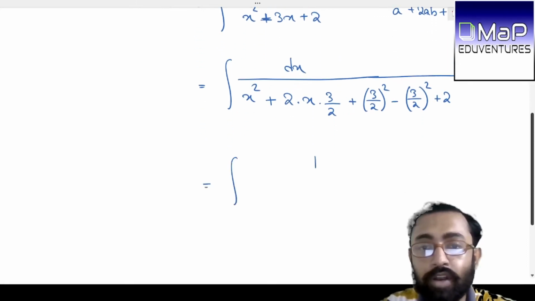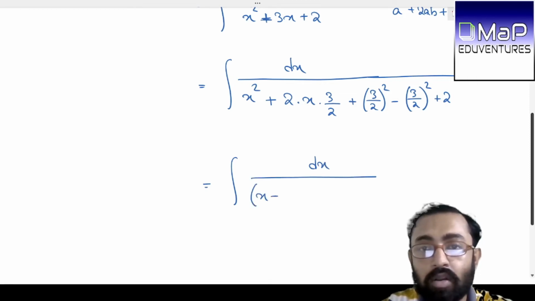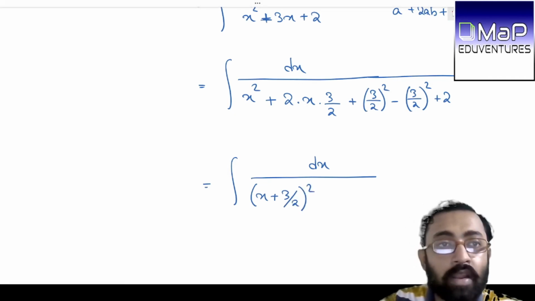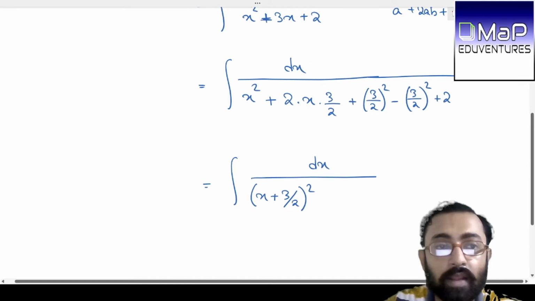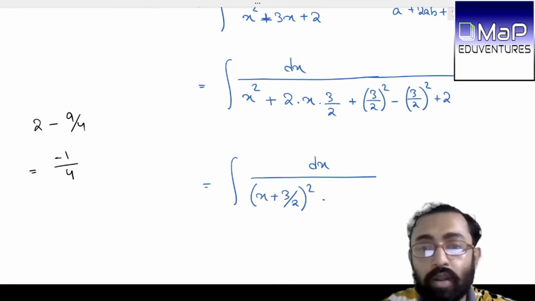Now the first three parts will give me a whole square. So in the first three parts we get x plus 3/2 whole square, and the remaining two parts, which you should calculate on rough paper, are 2 minus 9/4. If we calculate, we will have minus 1/4. So you are going to get minus 1/4.